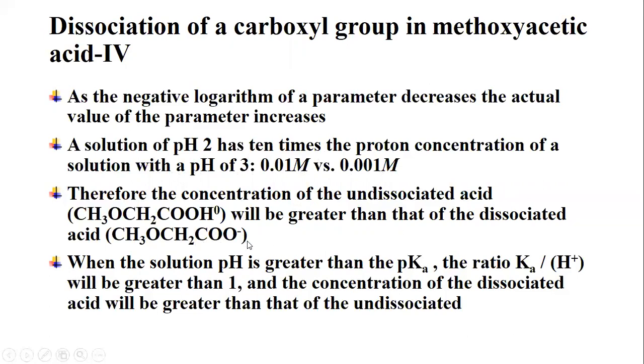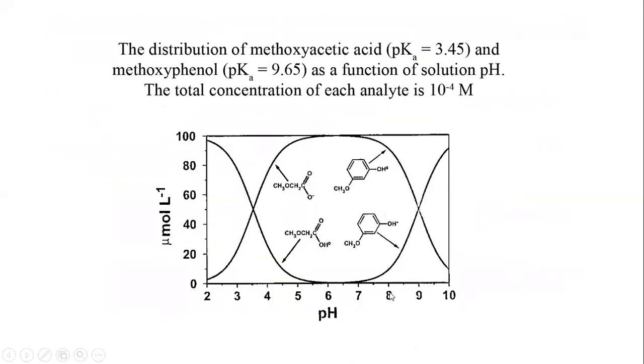If you keep in mind, going back and forth to the original K and how we derive the ratio of K over H and the ratio of the two entities we have, you can follow all this logic easily. Just keep in mind, you don't have to memorize these things, because you can always derive them from the equation that you have. When the solution pH is greater than the pKa, the ratio Ka over H will be greater than 1, and the concentration of the dissociated acid will be greater than that of the undissociated. Easily, just keep up with all these ratios with the original.